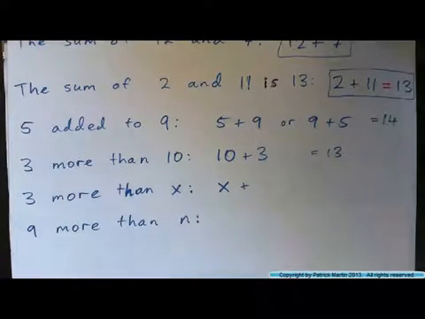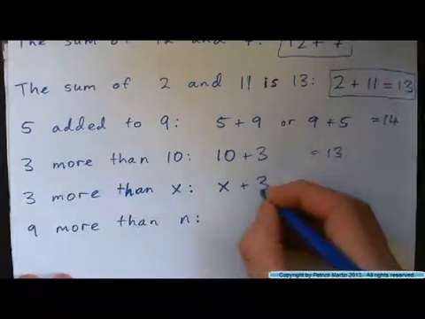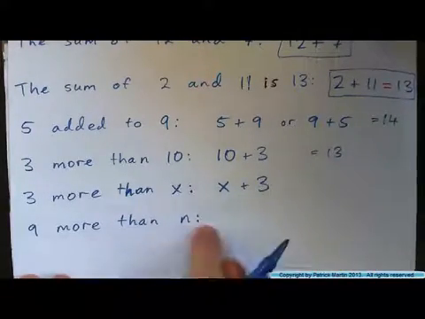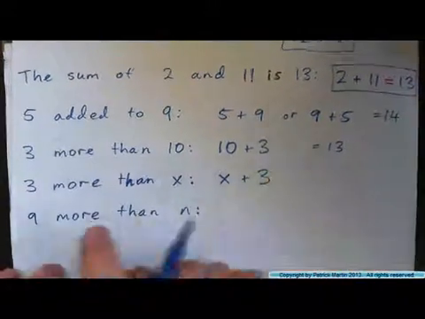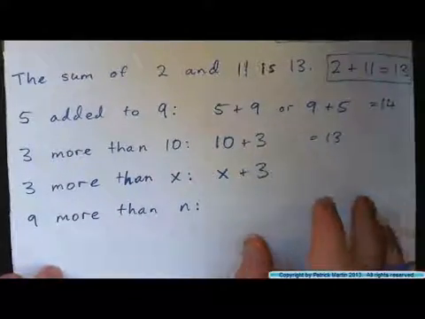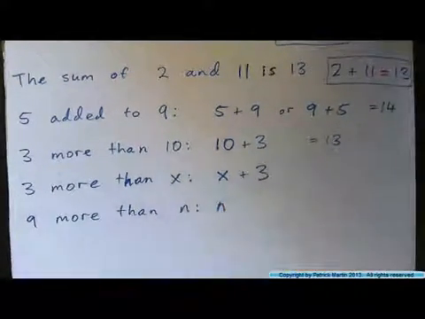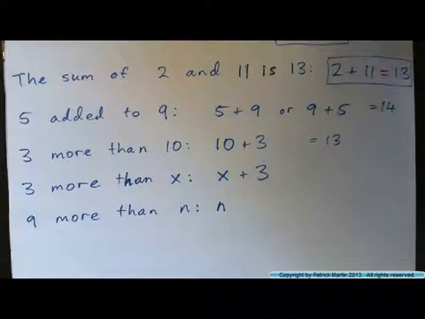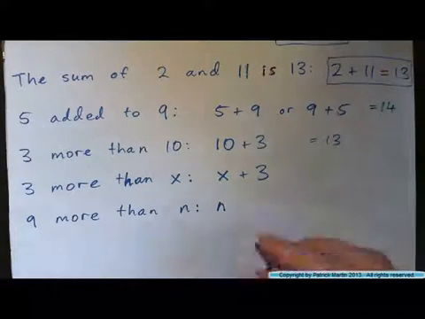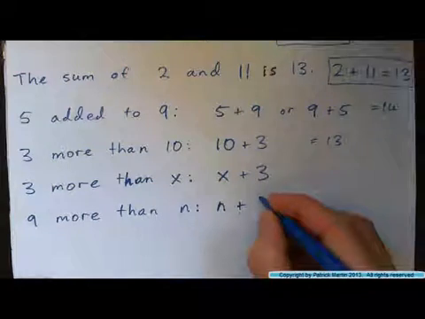If x is just some number, who knows what it is? x plus 3, that number plus 3. 9 more than n, where n represents some number, would be n plus 9, right?